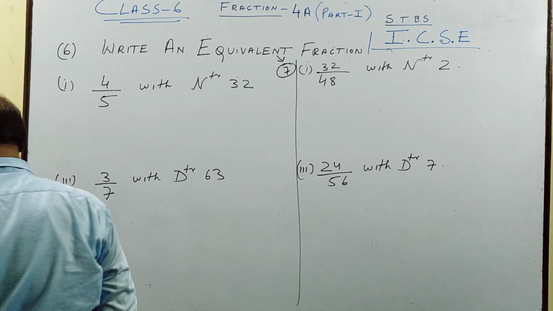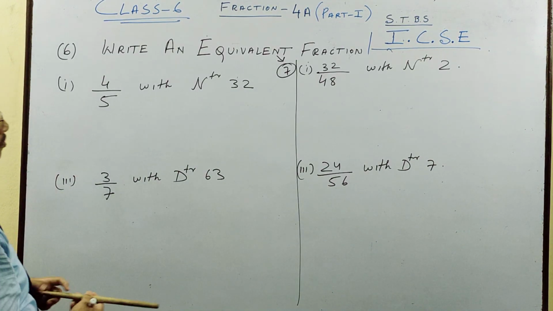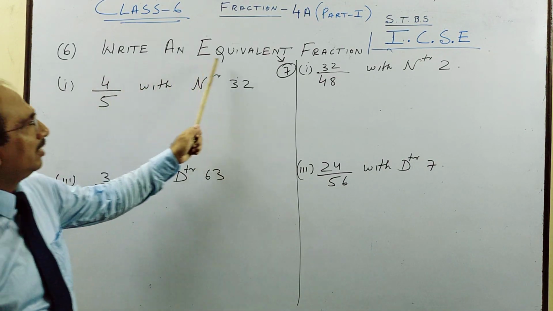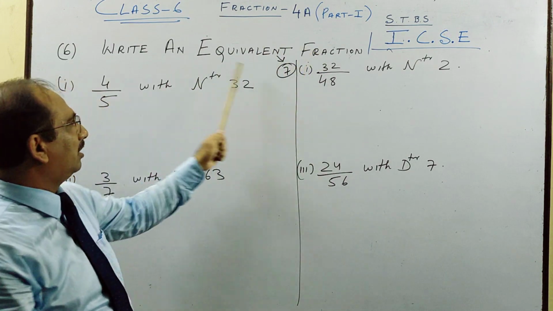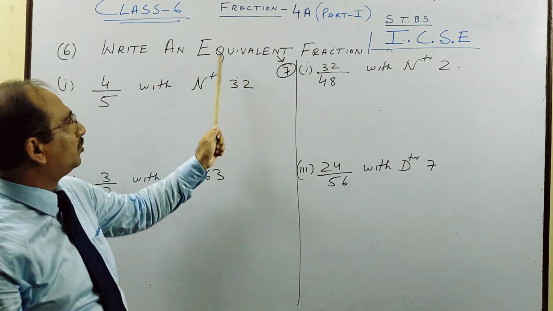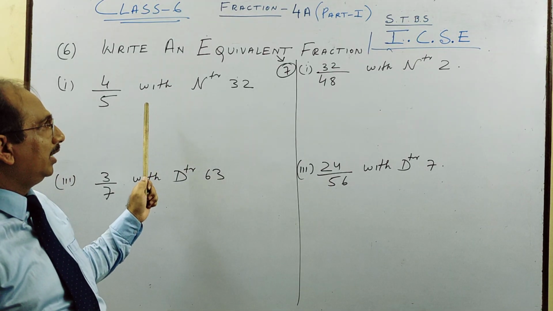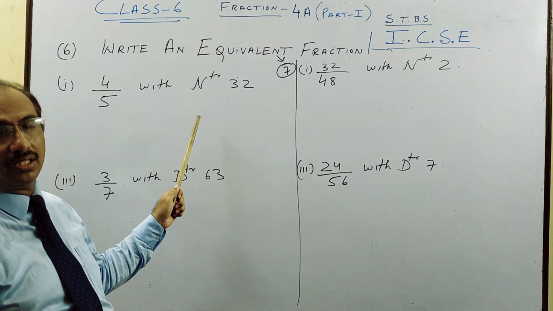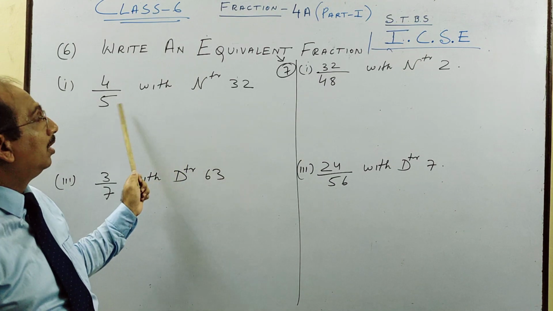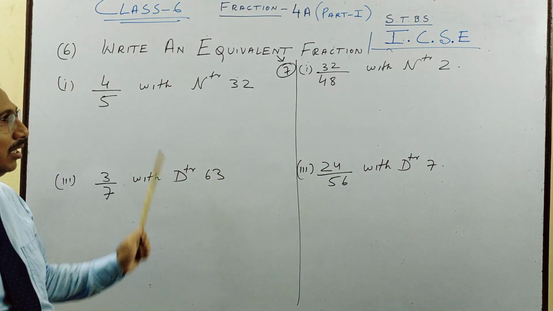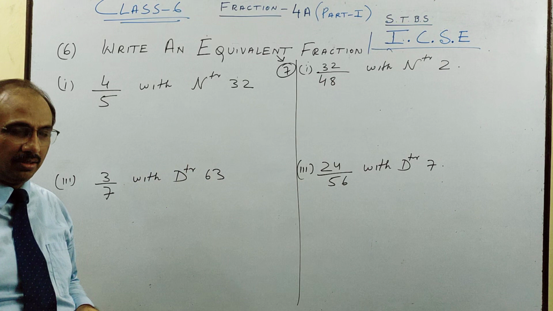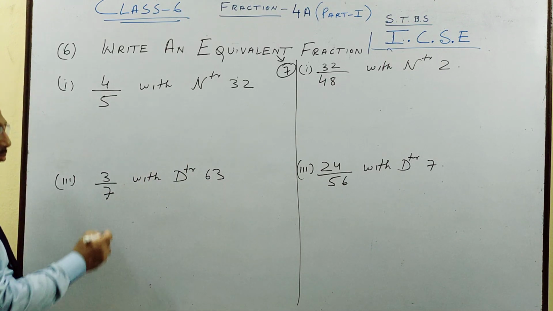So here we move on to question number 6. Write an equivalent fraction. Both 6 and 7 ask us to write an equivalent fraction. Equivalent fraction means, children, the left side, like the other examples I have shown you, will be equal to the right side. So there are two pairs. Here we will see how.